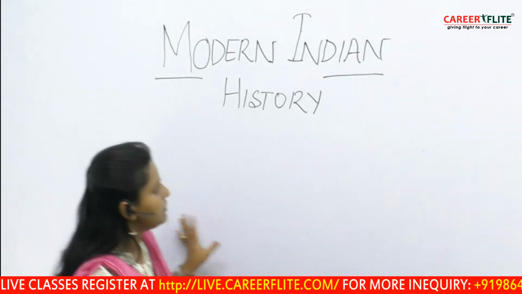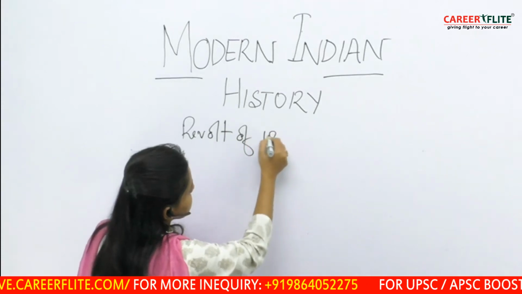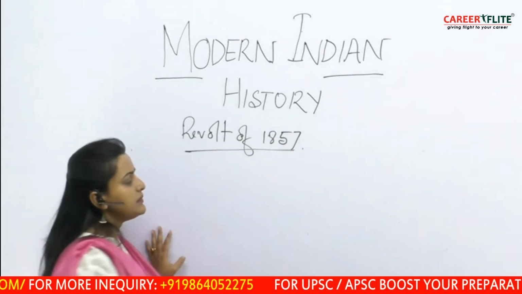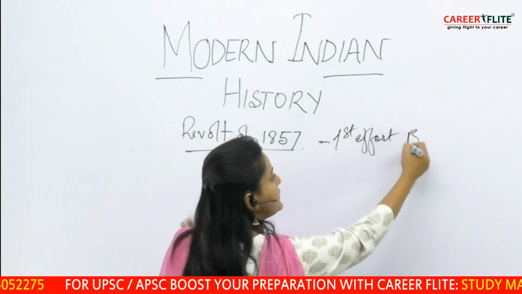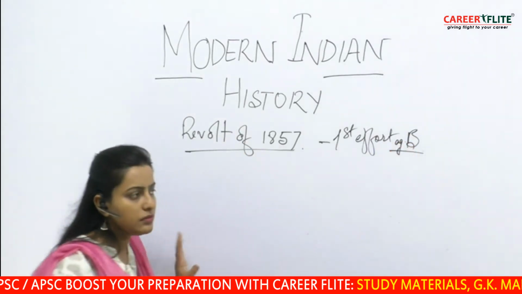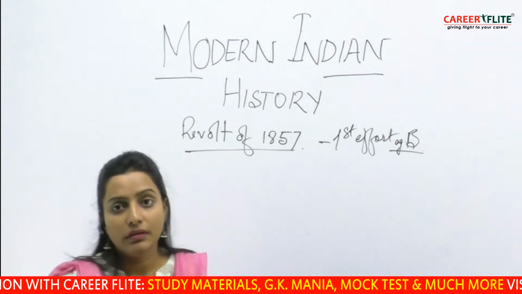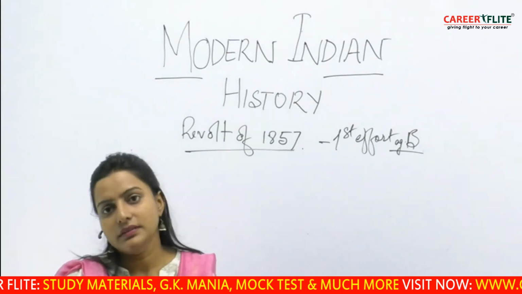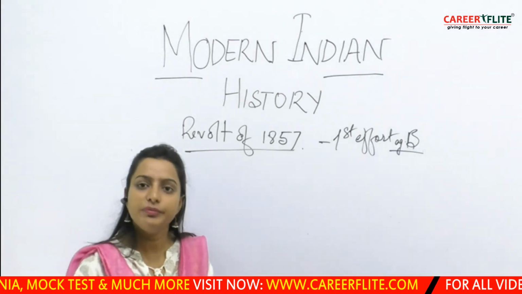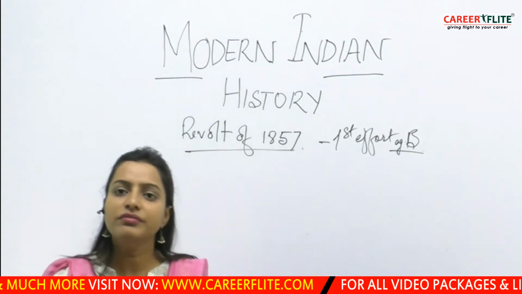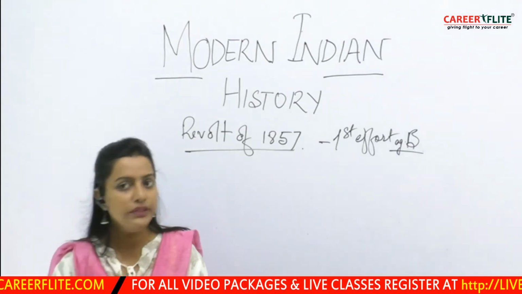Now, we have seen that although the revolt of 1857 failed, what is important is that it was the first effort against the Britishers. So, after this event, the Indian people, the Indian leaders, the masses of India, became very, very aware of the exploitation of the British, and somehow they gained a kind of confidence to fight against the British, or else at least to protest against the exploitative rule of the Britishers.